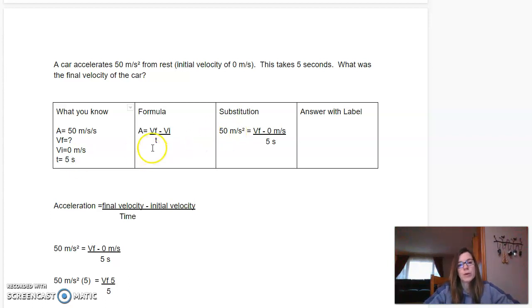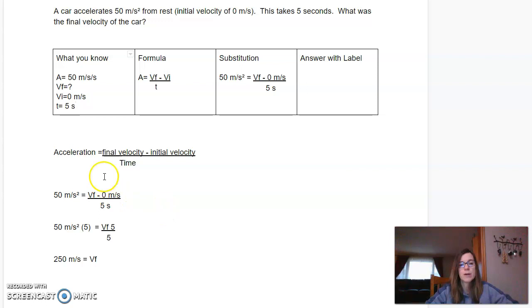All right, put our formula in here. A equals final velocity minus initial velocity divided by time. I went ahead and put the measurements in here. So we have 50 is our acceleration. We don't know our final velocity. Our initial velocity is 0, and this happened in 5 seconds. Okay, and I went ahead and put some information down here to kind of lead us through our problem. Here's our formula.